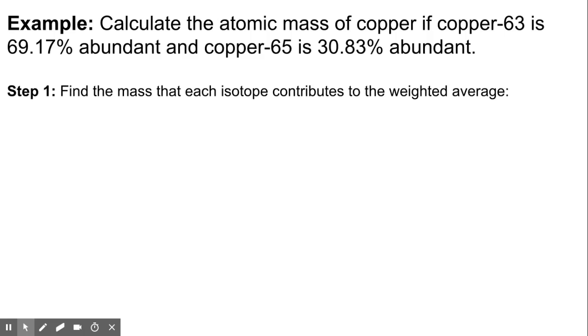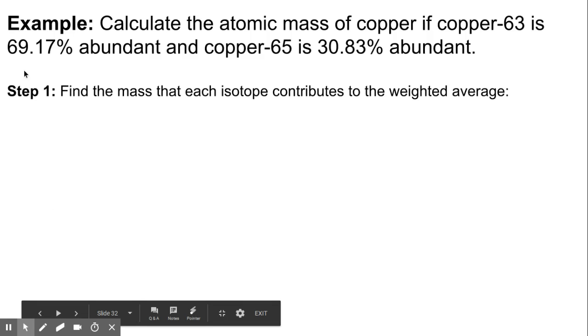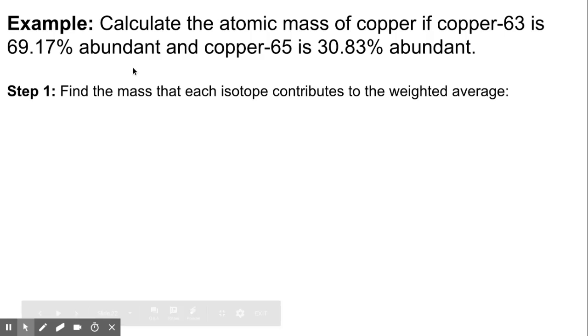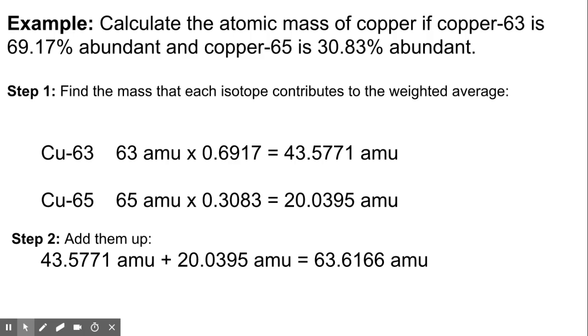Why don't you try this next one on your own? We have copper 63 and copper 65, just like we talked about before. It makes sense that this one's a little bit more abundant, but now you're actually going to see where that number on the periodic table comes from. Did you get the same answer? Hopefully you did. Check your work with what's on the screen.